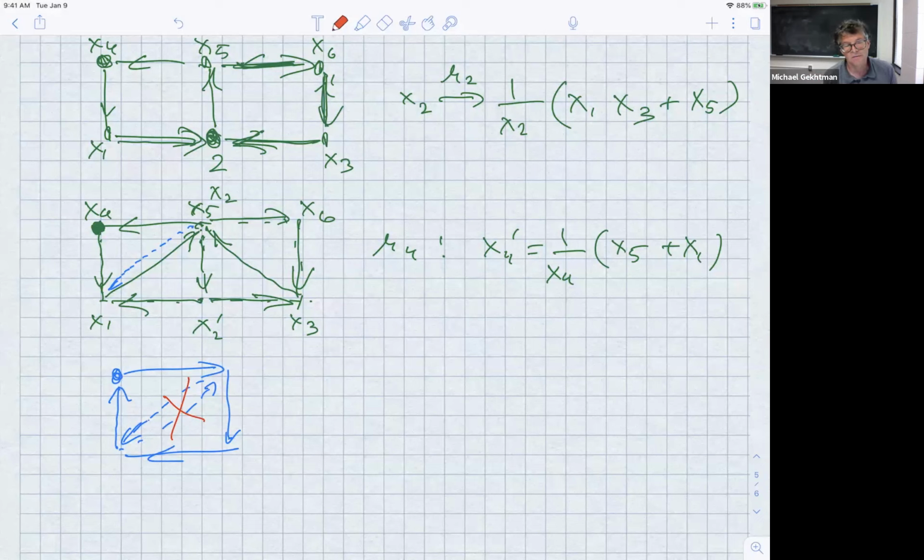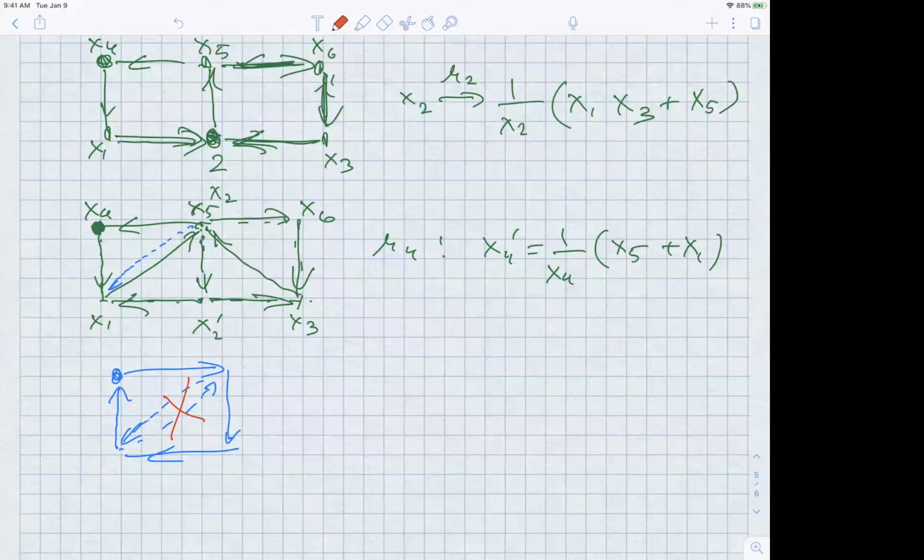Okay, so it sounds strange, but that's what quiver mutation is. Okay. So is it more clear how this is done? Yeah. Thank you. Yes. All right. So this is how this process works.